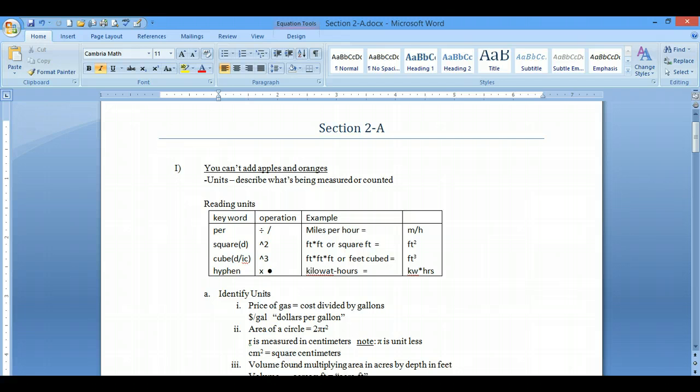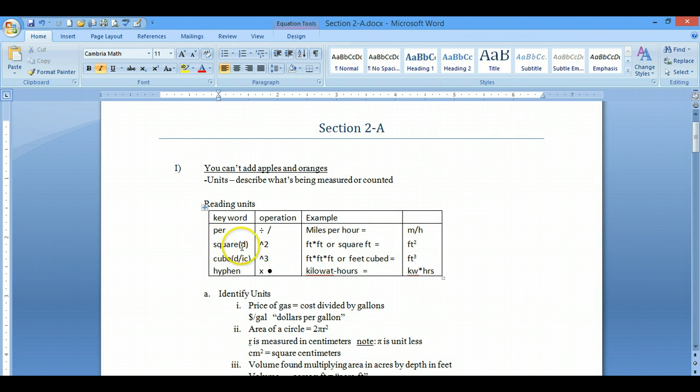When we read in English the word per, this means divide. And the operation can use a division sign like this or a fraction bar. For example, miles per hour means m over h, or miles per hour.